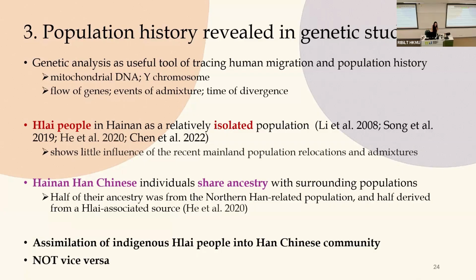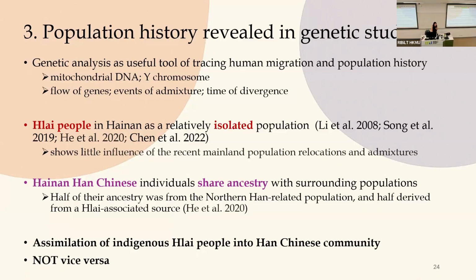By comparing the Y chromosome, scientists were able to identify the flow of genes, events of admixture, or time of divergence in certain populations. In the case of Hainan, multiple studies have shown that the Hlai people in Hainan are a relatively isolated population. Their genetic structure shows little influence of recent mainland population relocation or admixture, remaining rather homogeneous, meaning the Hlai population is relatively not accustomed to intermarriage or accepting mainland genes.